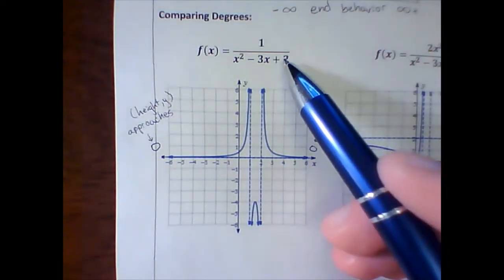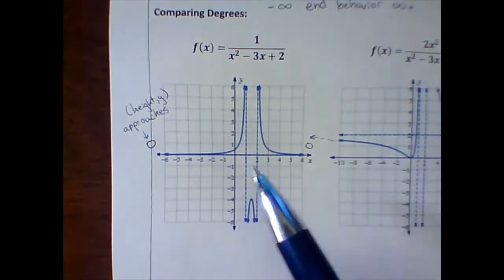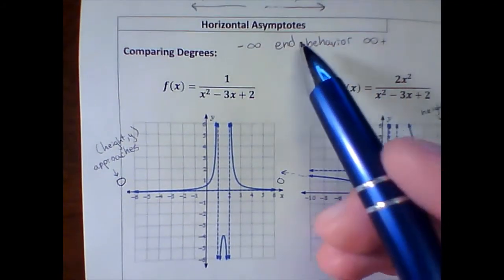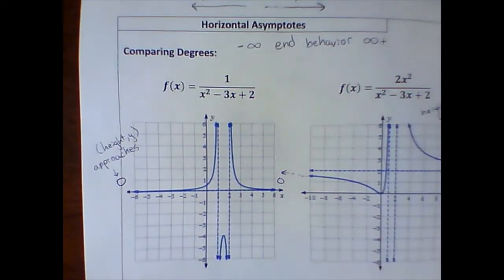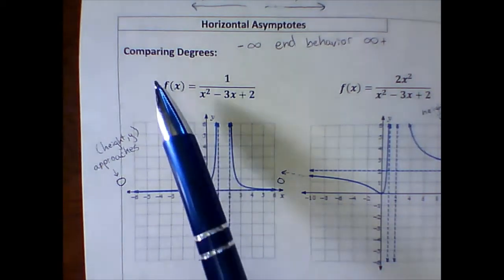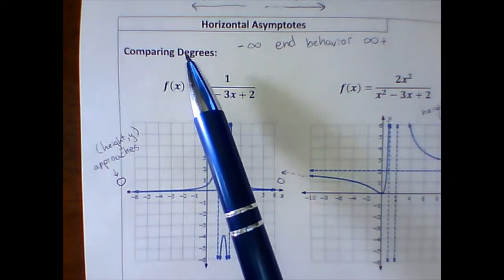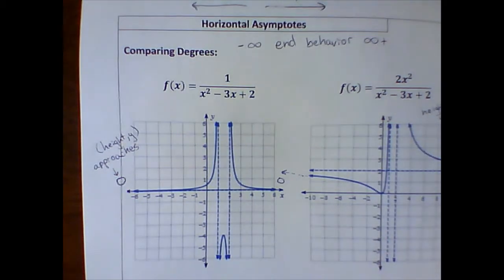Okay, but how can we tell, just looking at the function, what it's going to do at the end? How can we find the end behavior? Okay, what are we going to do? It comes down to comparing degrees.